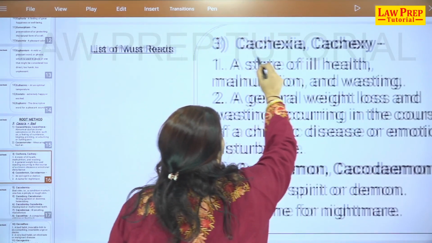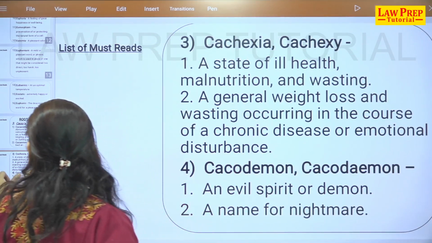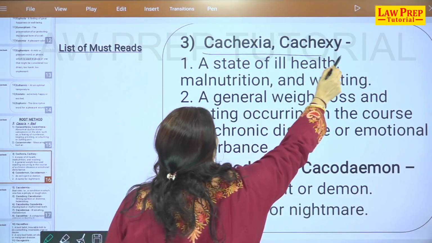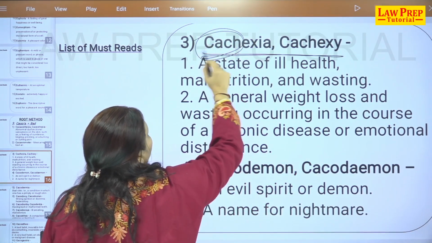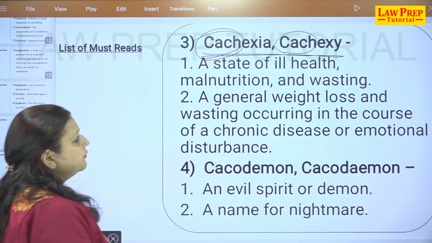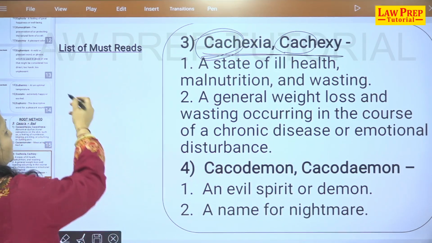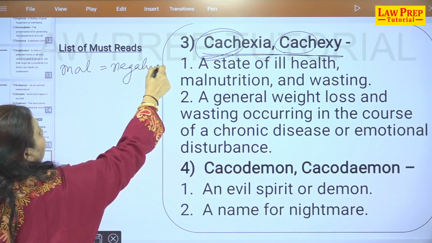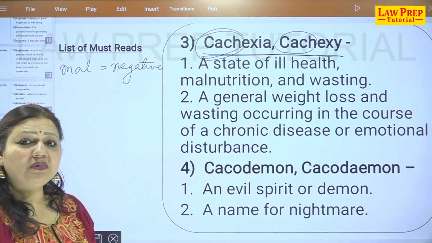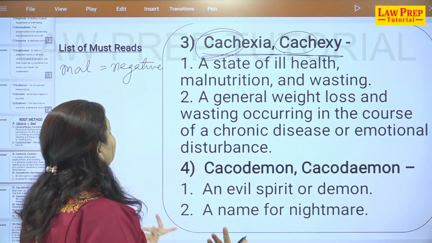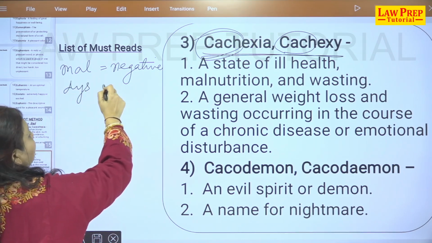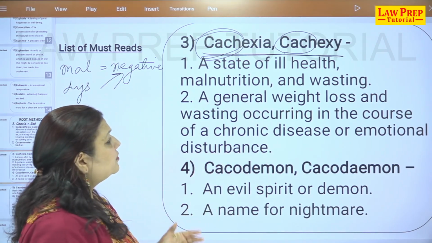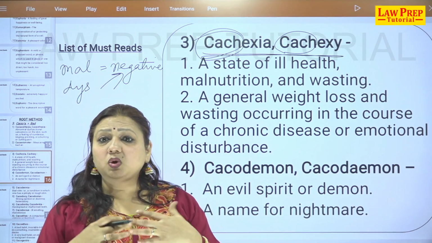Cachexia or cachexy. This is a state of bad health. Whenever you see this word, cac, it will be something bad. A state of ill health, malnutrition. The root comes up again: mal, negative. Malnutrition, maladjustment, malfunctioning. So it's malnutrition and wasting. A general weight loss, the person loses weight, it's not good health.